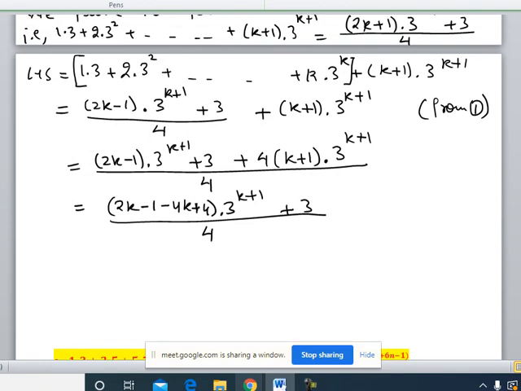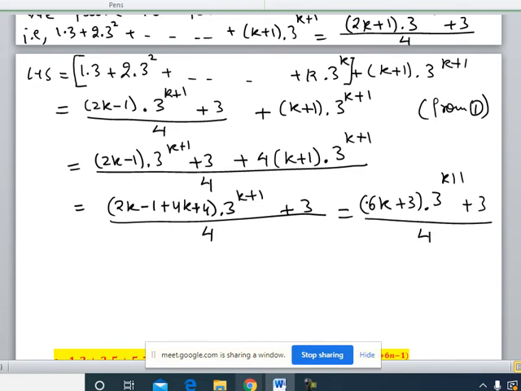See, 2k minus 4k will become minus 2k. Okay, 1 minute. This is plus sign, so this is plus. So 2k plus 4k is becoming 6k, and 4 minus 1 is becoming 3. So this is 6k plus 3. This multiplies with 3 to the power k plus 1, and then plus 3, whole divided by 4.